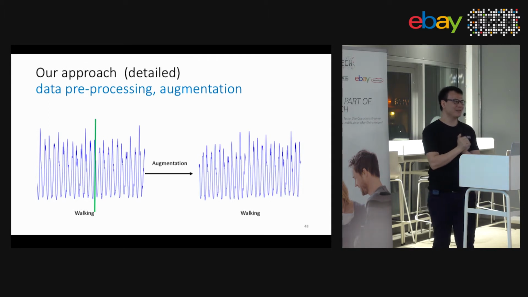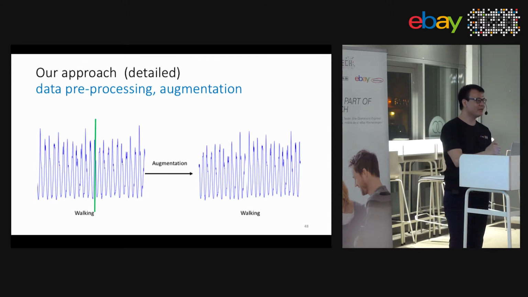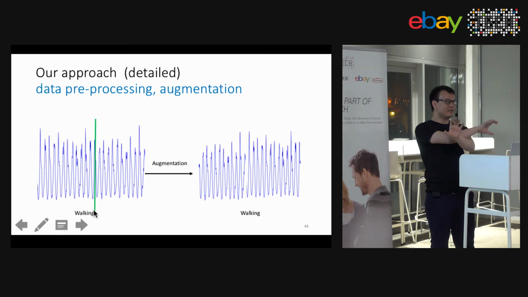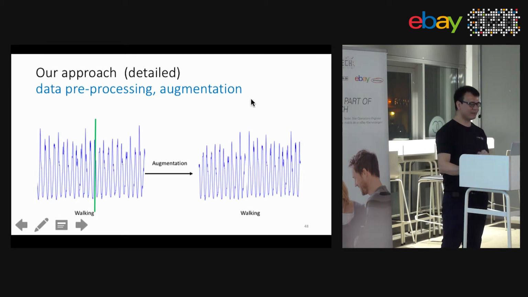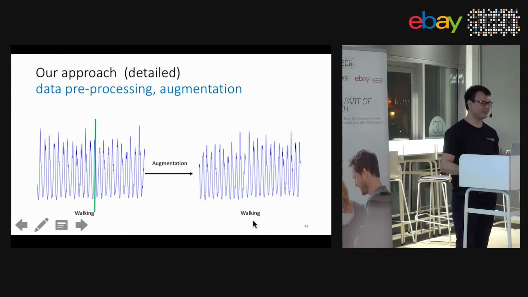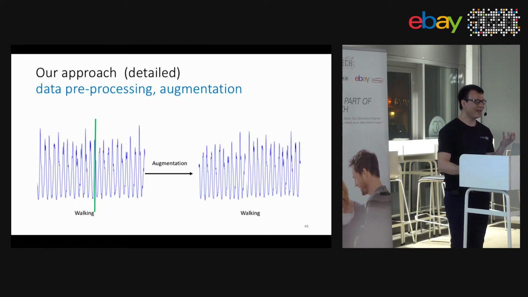Augmentation. What does this mean? This is a very simple augmentation we did. We randomly pick a point in this segment, and then we swap the order of these two parts. After swapping, the segment looks like this. But we still call it walking. It looks quite different from the original, but we still call it walking. By doing so, we can have more labeled training data at a very low cost, almost without cost.